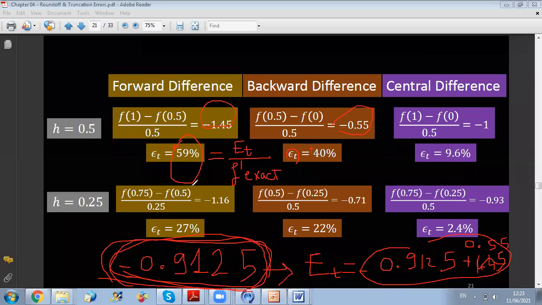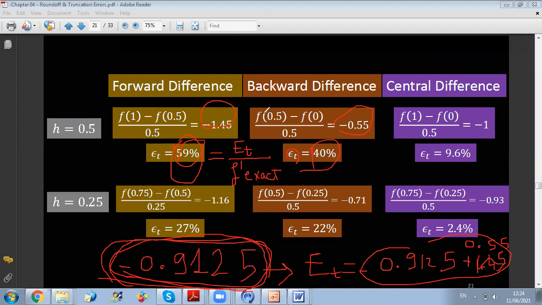Okay. But in order to compare, I just compare the absolute values. So 40% is smaller than 59%. So it's fine. This method is better. In this example, the backward difference is better than forward difference. It's not always the case, okay? But here, in this example, it was the case, okay?